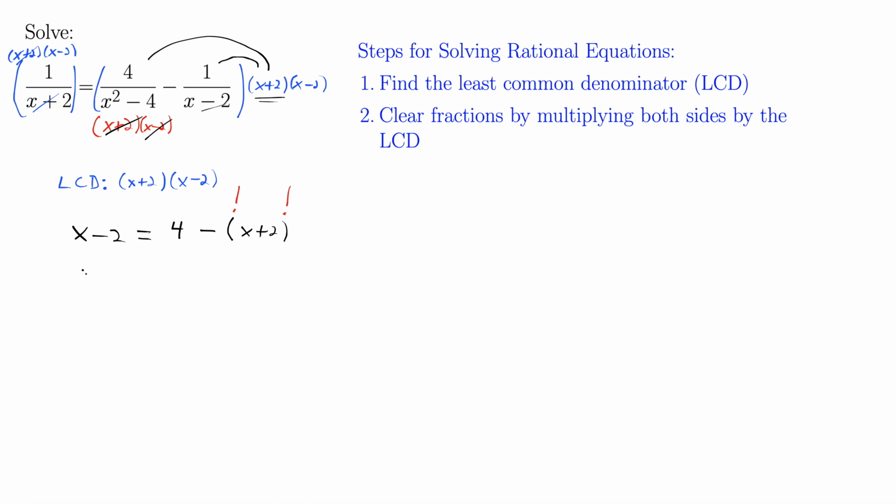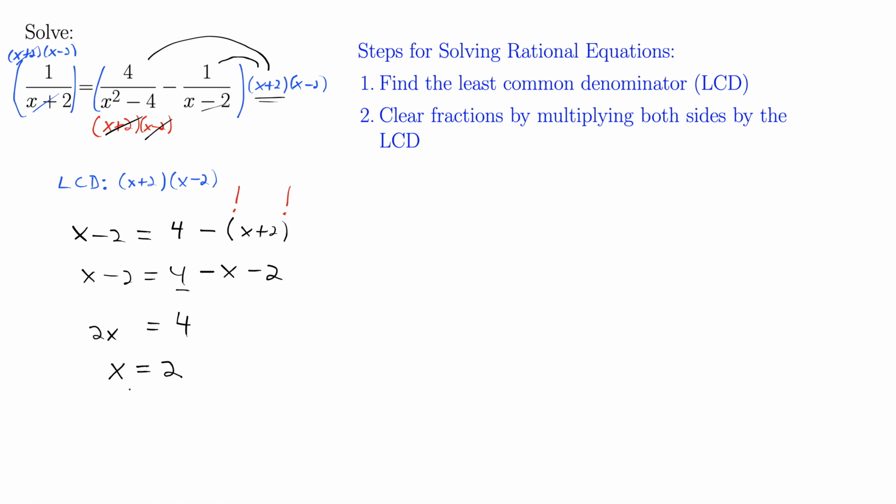Alright, so let's keep going here. x minus 2 equals 4. I'm going to distribute this negative through, so minus x minus 2. Alright, let's bring all the x's to the left side. So I'm adding x to both sides. That gives us 2x over here. And I'm going to add 2 to the right side. Well, that would just cancel this negative 2, and we're left with just 4. So we have 2x equals 4. Divide both sides by 2 to get x equals 2.